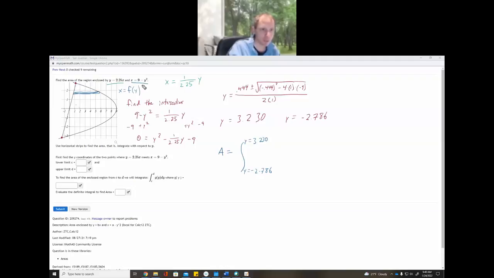The right side is the parabola, so that's 9 minus y squared. And then we subtract the left side, which is the 1 over 2.25y. One of the things that I like to do is put the first function in parentheses and the second function in parentheses so that we don't make a mistake distributing a negative. In this case, we wouldn't anyway, because that line is just one term, but it's a good practice. And integrating dy.